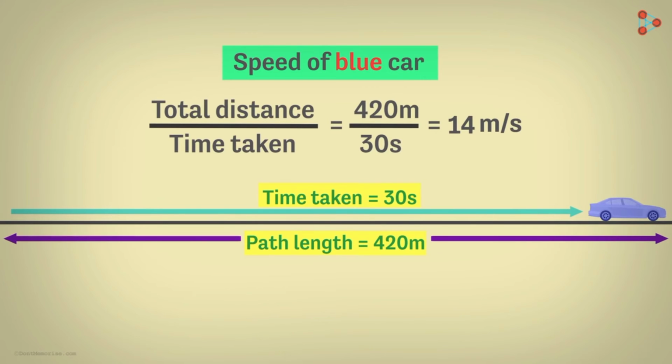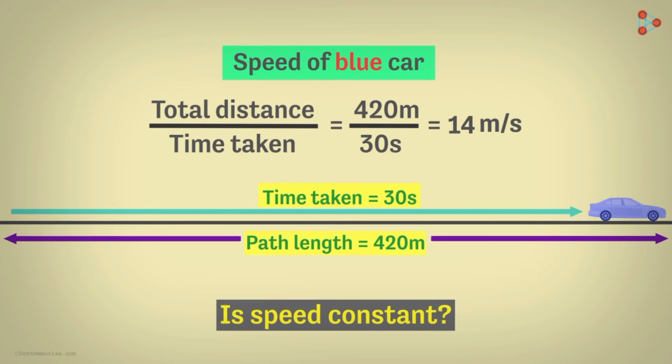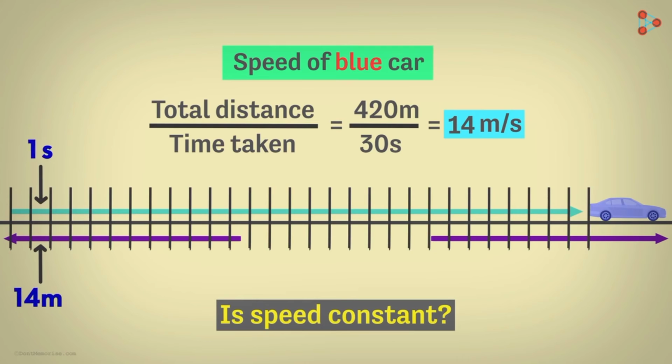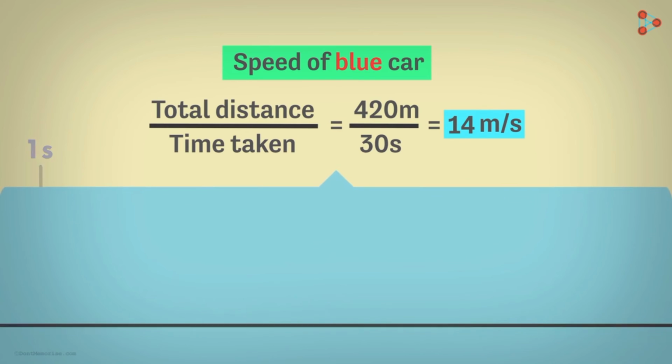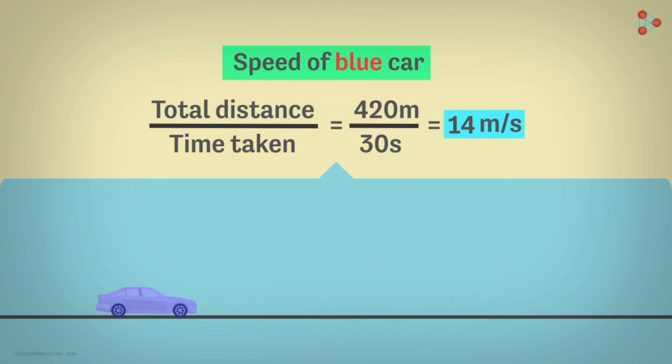Now, another question to you. Can we say that the speed of the blue car is constant throughout? Are we saying that the blue colored car covered 14 meters every second throughout the path? No, that's not what we are implying. Maybe the blue car moves faster initially, then slows down in the middle, and then stops and then again speeds up. So, speed does not imply that it is constant at 14 meter per second throughout.